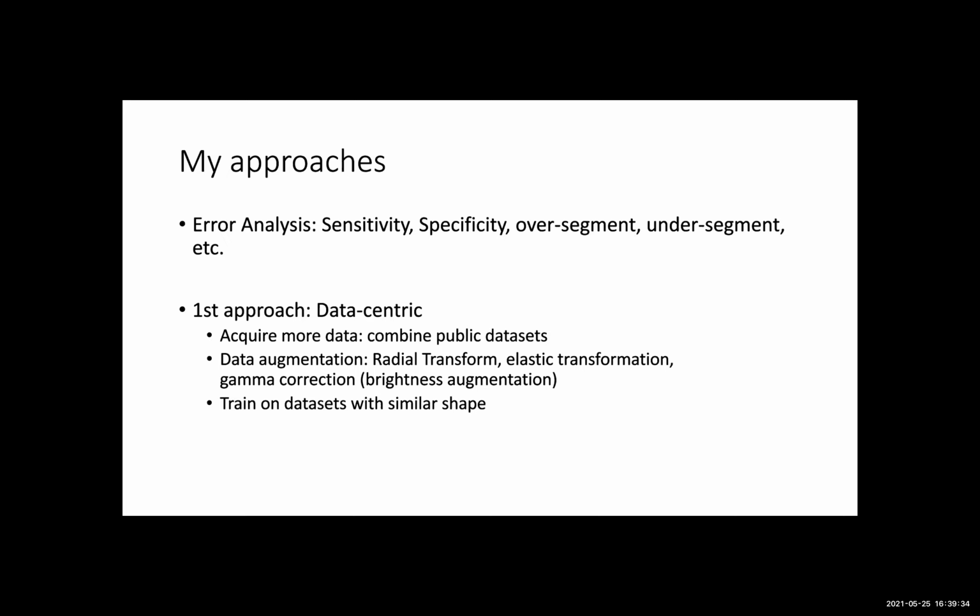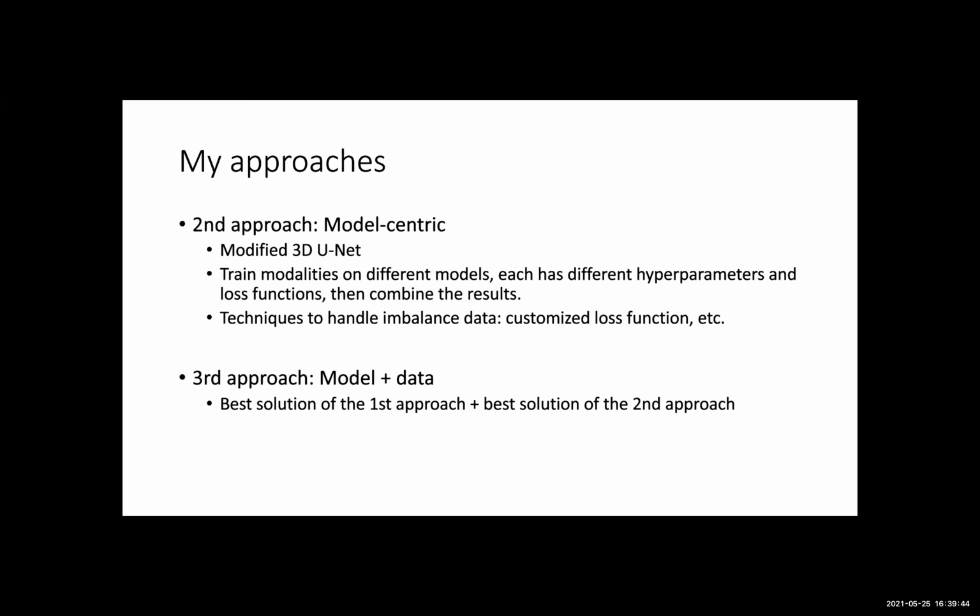So maybe have more things with irregular shape to train the model, and then I can train the model again on the BraTS dataset. The second approach will be model-centric. This time I will focus more on modifying the model than fixing the data.